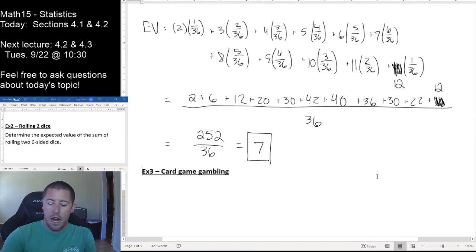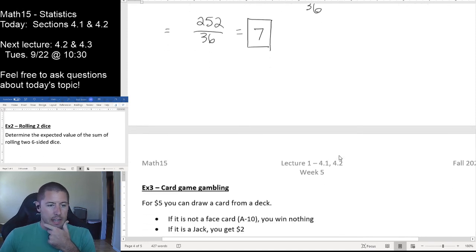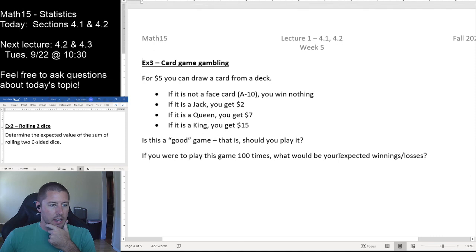These cases still are not super exciting because this is really just what happens when you roll dice, and we've all rolled dice before. So let's look at some examples that are a little bit more interesting here.